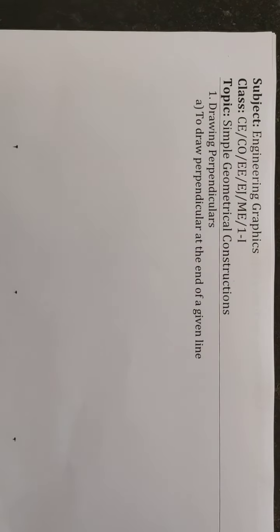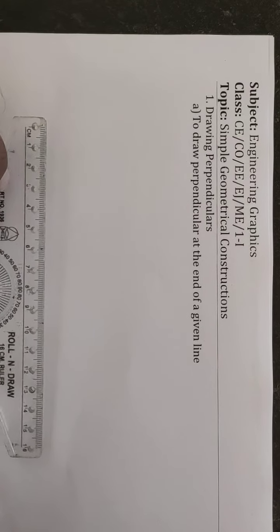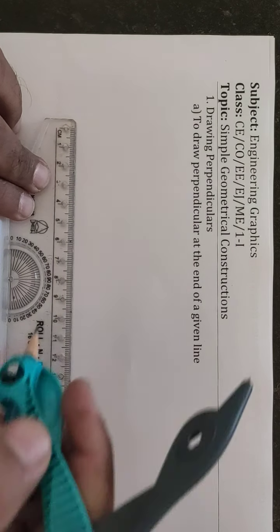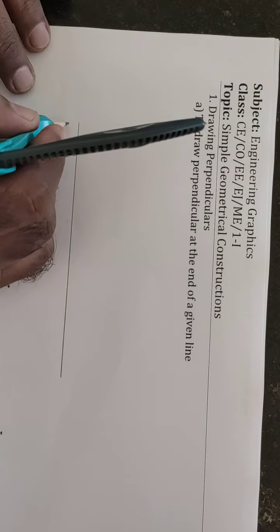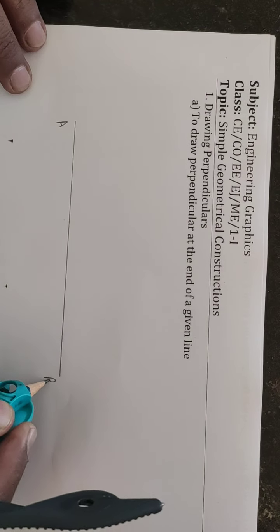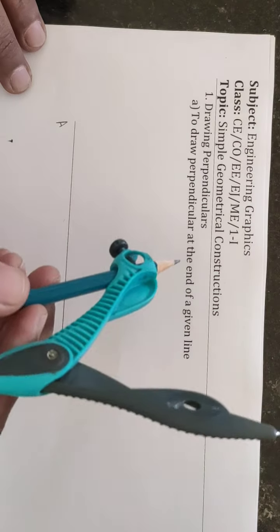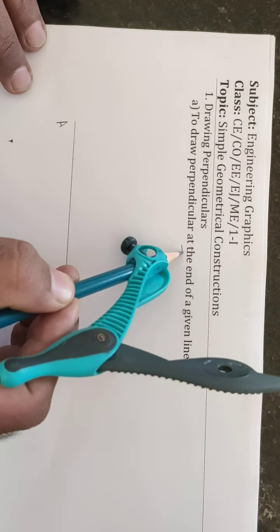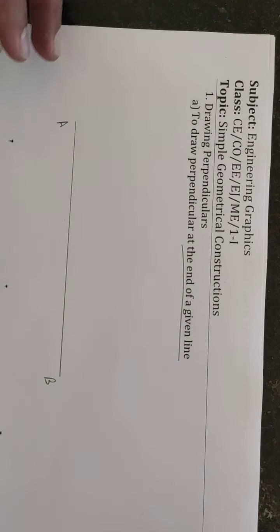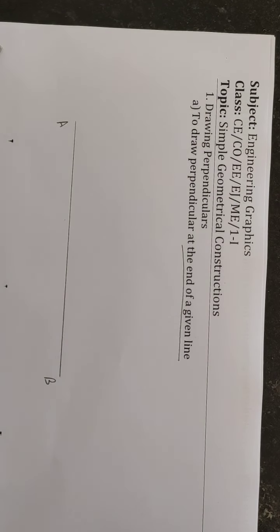Now take the first case. In that, the first case is to draw a perpendicular at the end of a given line. Now see, I am drawing here a line. See, this is a line AB. Now our case tells us to draw the perpendicular at the end of a given line, that is at point A or at point B. Now we are drawing at point B.